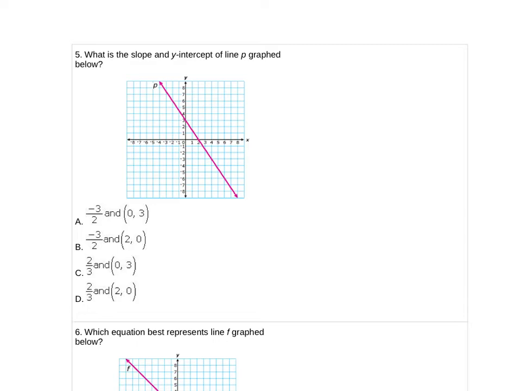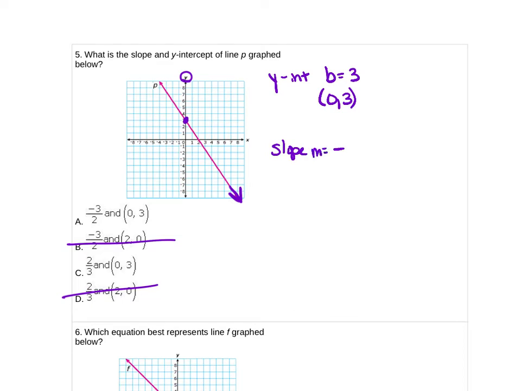Number 5, what is the slope and y-intercept of line P graphed below? Well, let's just start with the y-intercept. The y-intercept is the point where it crosses the y-axis, which is here at 3. So b equals 3, and we could write it as the ordered pair (0, 3). So that eliminates 2 choices. And then we're looking at slope. The slope is going down to the right, so the slope will be a negative number. So m equals some kind of negative number.